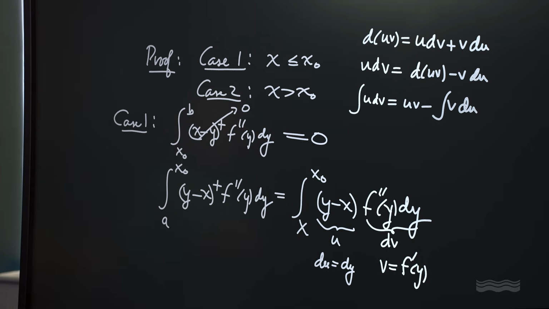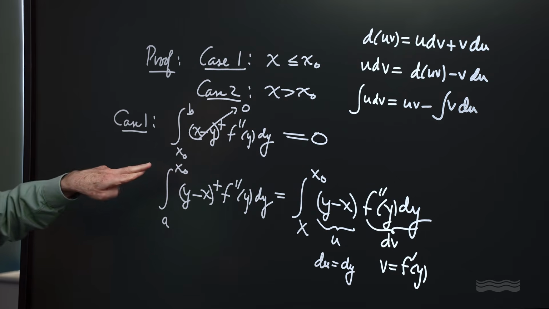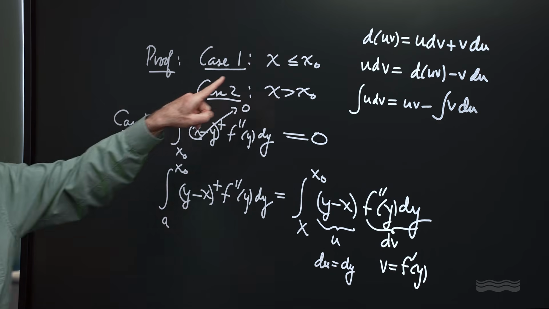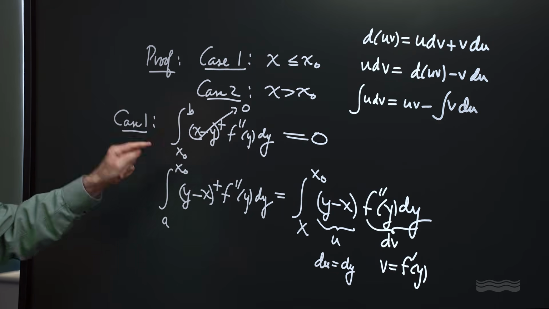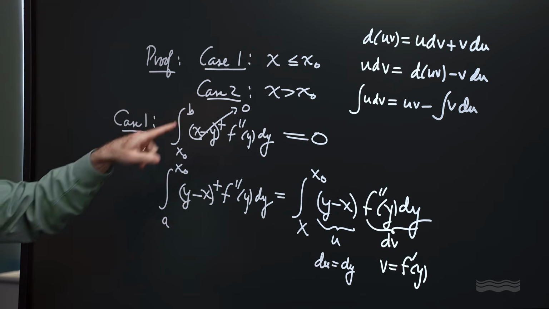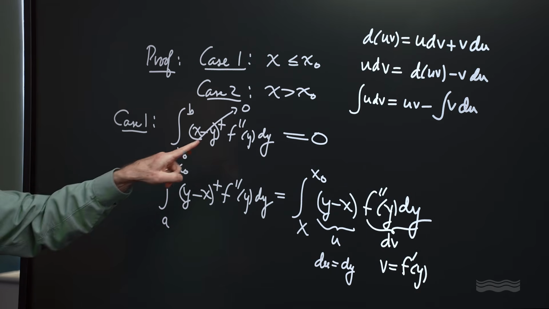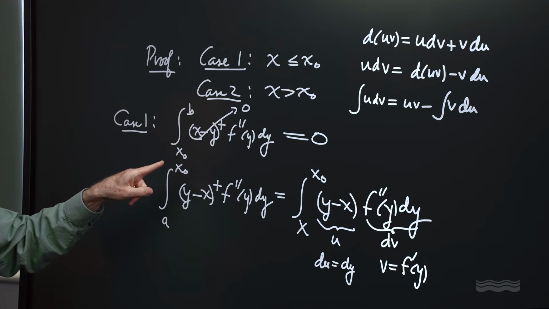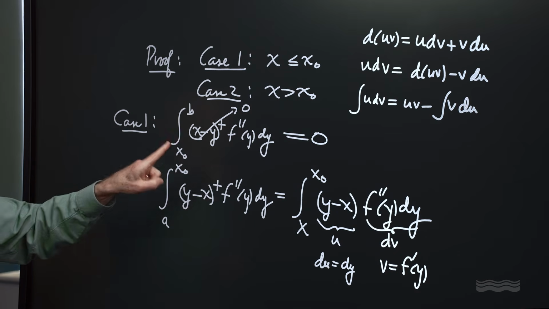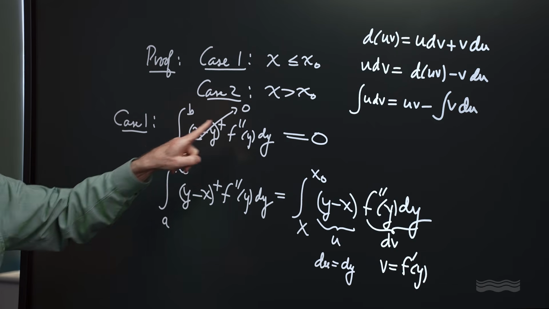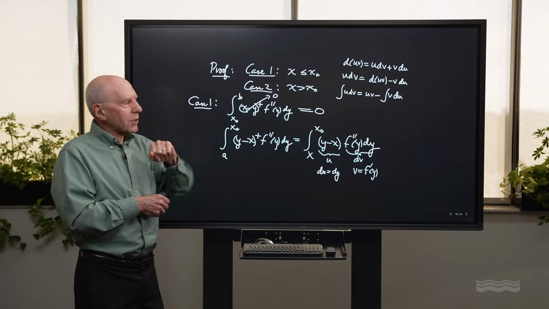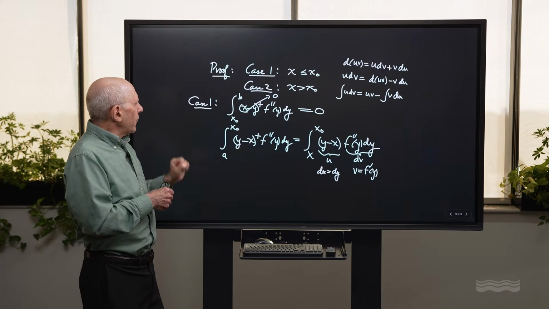So in case 1, let's notice that the second integral goes from x naught to b. Well, x is less than or equal to x naught. So y is the variable of integration. It goes from x naught to b. If x is less than or equal to x naught, y is always bigger than x, because x is below x naught for this fixed x we're talking about. And therefore, this is always 0. So the second integral disappears. It's gone.